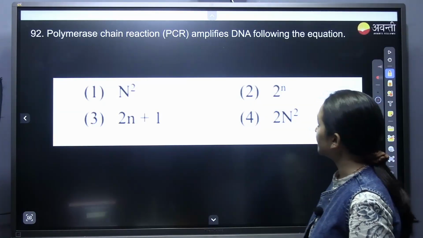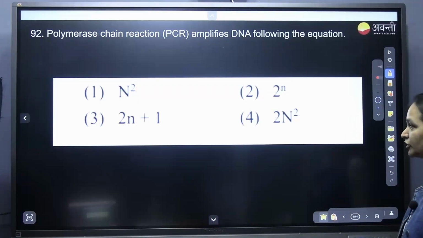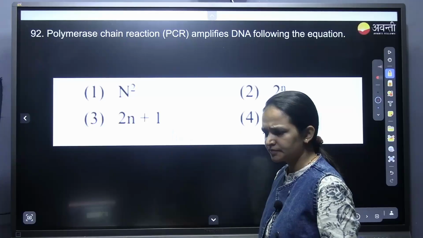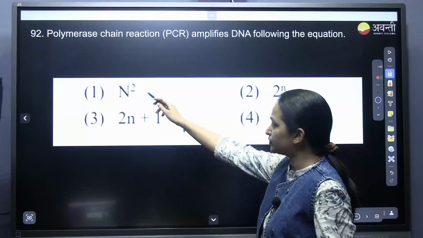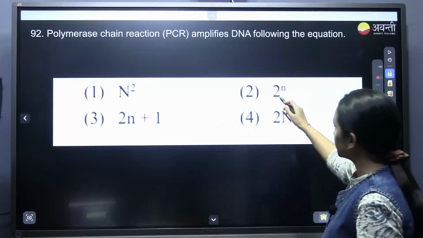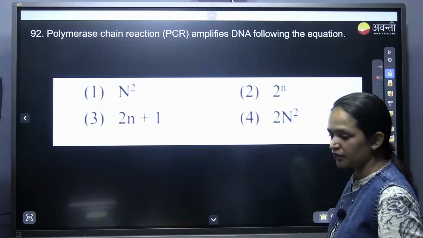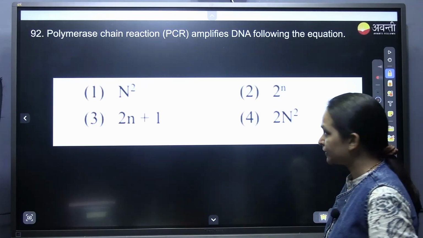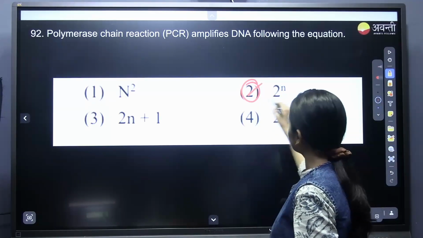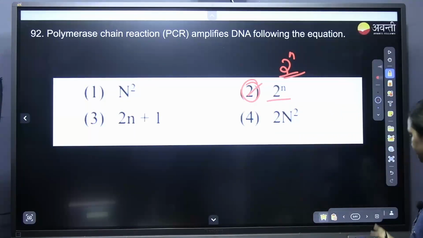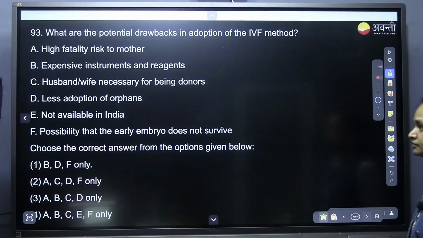Polymerase chain reaction, PCR, amplifies DNA following the equation: n to the power 2, 2 to the power n, 2n plus 1, or 2n to the power 2. Which one is it? Yes, 2 to the power n is the correct answer. Very good Kiran, very good.